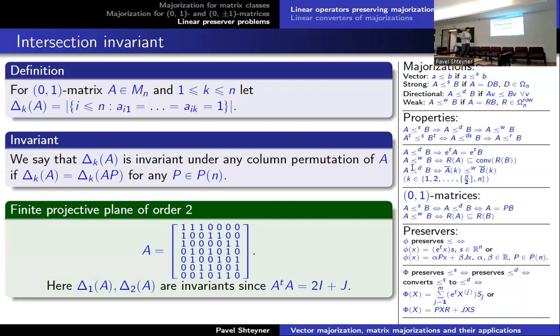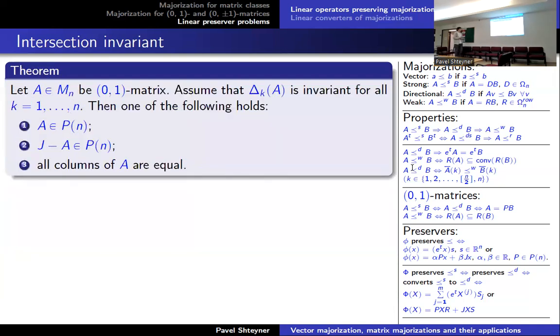But delta 3 here is not invariant. Actually, this is the smallest such example. This is the smallest matrix that we have where delta 1 of A and delta 2 of A are invariants. So why is this relevant?